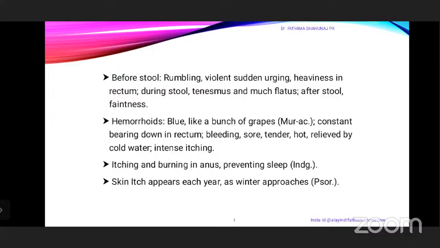And then constant bearing down sensation in rectum. Bleeding, sore, tender, hot, relieved by cold water, and intense itching. Itching and burning in anus, which prevents sleep. That symptom is compared with indigo. And in indigo, the prolapse of rectum, aroused at night with horrible itching in the anus, mainly due to worm complaint, mainly pinworm. Then itch appears each year as winter approaches. Then psoriasis, there is being driven to despair with excessive itching. This symptom is compared with Aloes, that is the skin which appears each year as winter approaches.